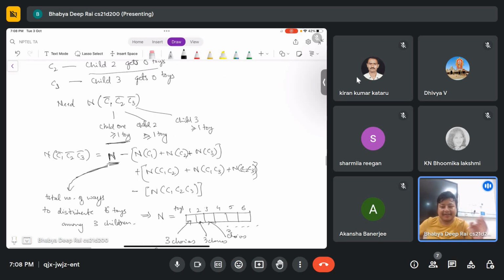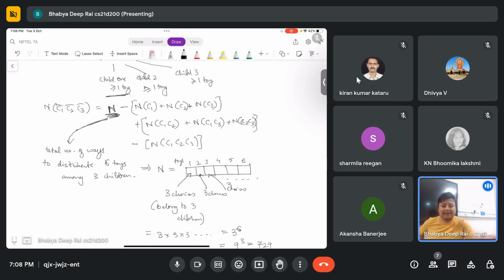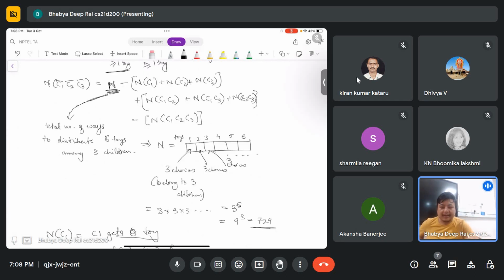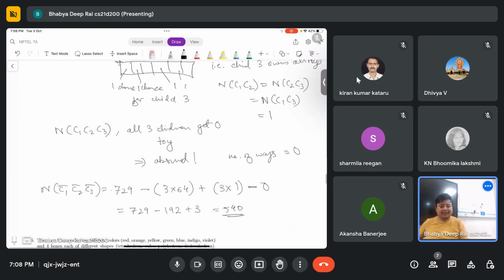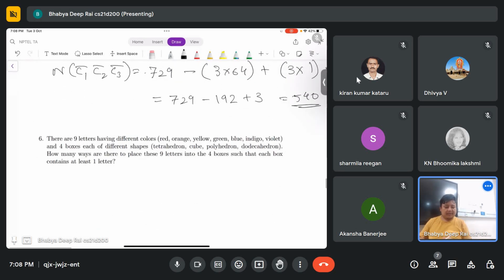We need C1 bar, C2 bar, C3 bar. That is, each of the children get at least one toy. That is what the question is asking, right? And N here is the total number of cases, total number of distributions. Here we cannot use stars and bars, we cannot use sticks and stones, because all the toys are not identical, different toys. And then we just find these quantities using the same logic, finding distribution for smaller sets. So yeah, please try this question.